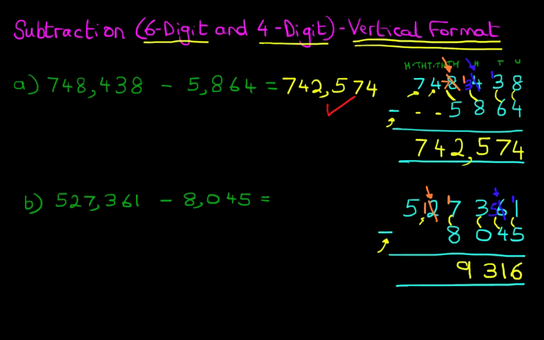And now we've got just the 1 and the 5. Now both of these are subtracting zeros, so they do not change. We can write down 1 and 5. We can even put a comma here. So we have arrived at our answer. It is 519,316. And for that we get a nice big tick. So that is how we do subtraction of a 6-digit number and a 4-digit number using the vertical format.